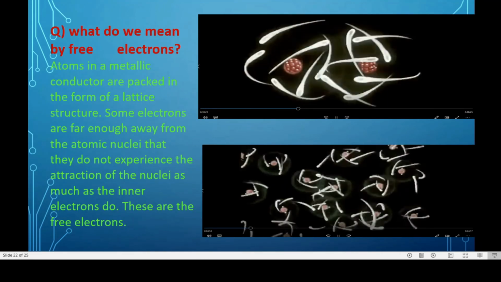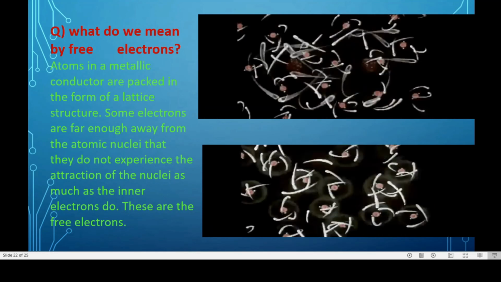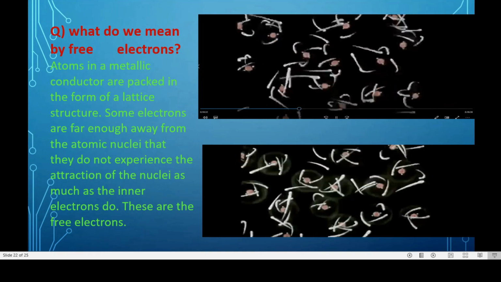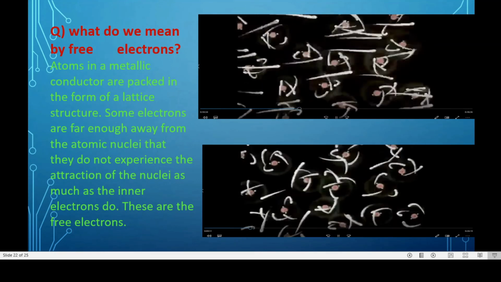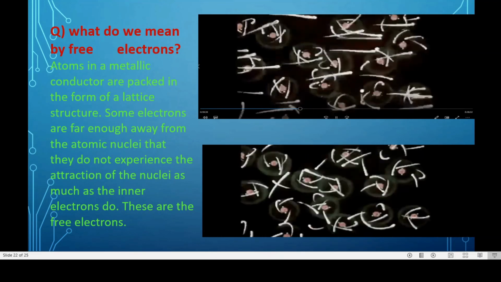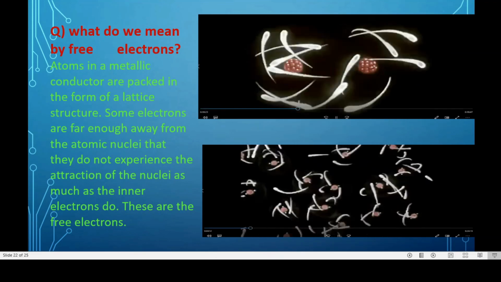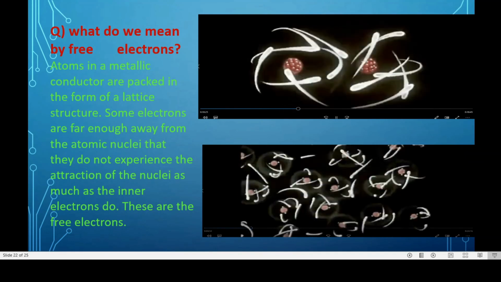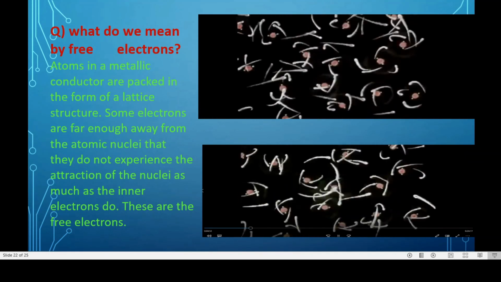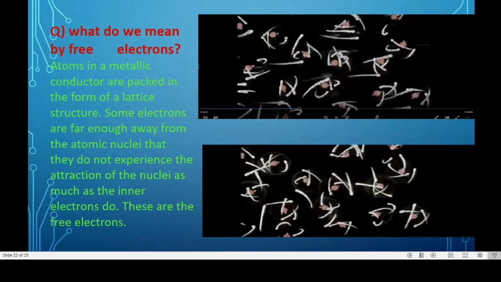But in the previous topic, we mentioned free electrons. What do you mean by free electrons? Look at the diagram carefully. In the second visual figure, we cannot see any free electrons, but in the first one, we are observing so many free electrons.